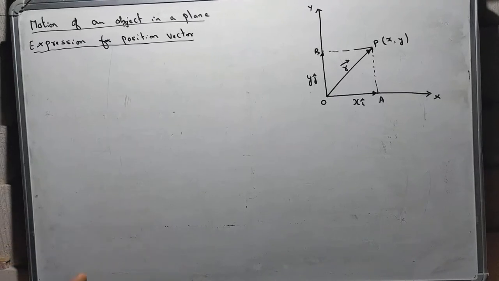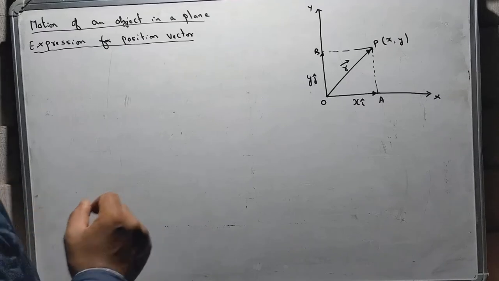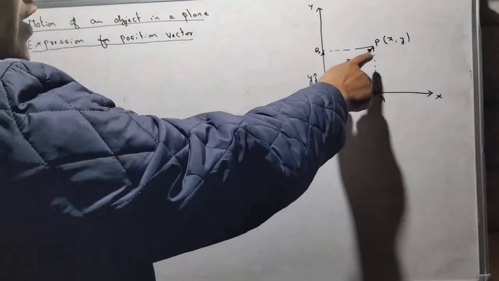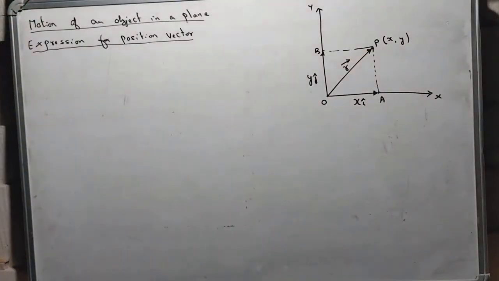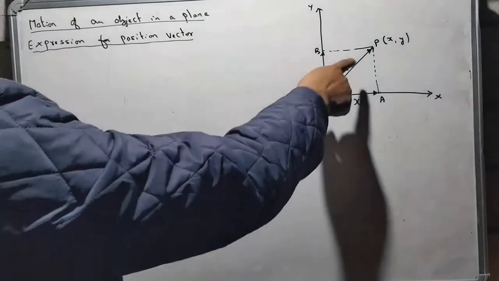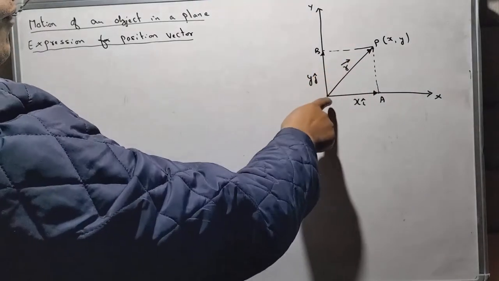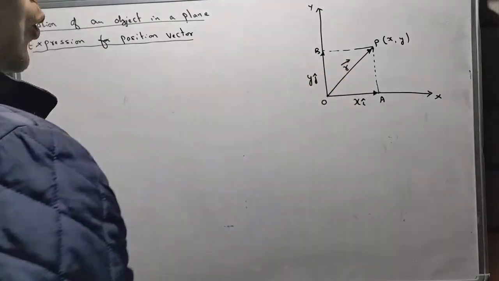Okay, here we will talk about the motions of an object in a plane, and we will also derive the expressions for the position vector of a particle in the xy plane. As you can see in this figure, this point P corresponds to the position of the object at any time, and this point P has a position vector r arrow.